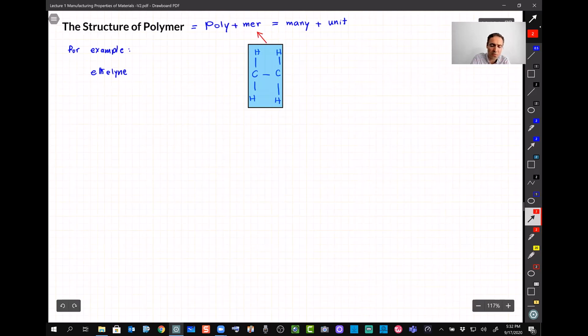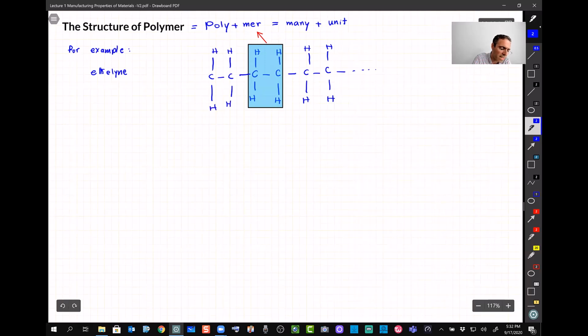Now if we make a chain of these units, like adding a similar one here, and we repeat this, and also here, same things, another unit, or another mer there, then we will get many mer, or polymer. All right, so we get a chain of these basically, which now we call polyethylene.